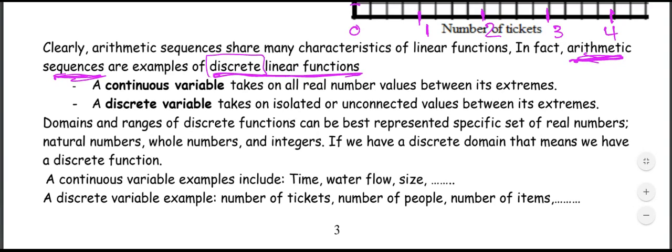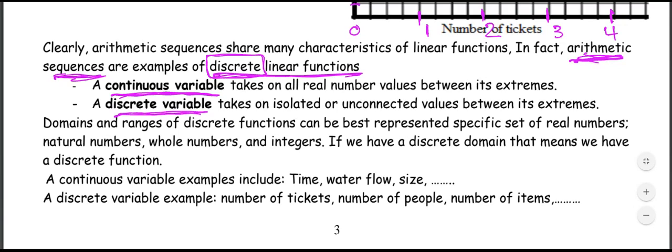What does the word discrete mean? So far in Algebra 1, we have been working with a continuous variable. Continuous variable means a variable that takes all the real numbers between two extremes. And a discrete variable takes isolated or unconnected values between its extremes. This is not going to make sense to you unless you understand exactly what the difference between the variables is.